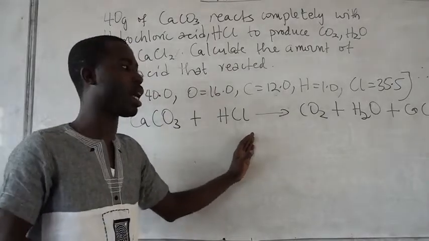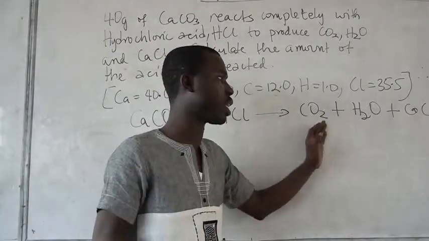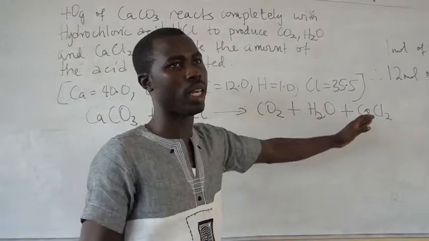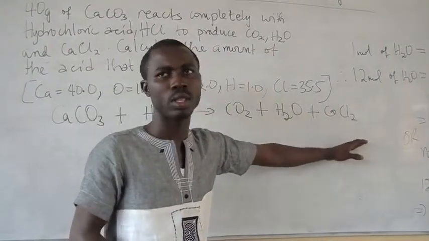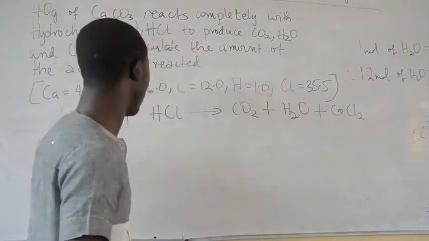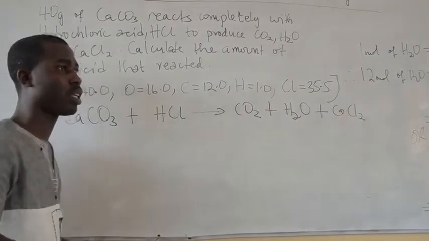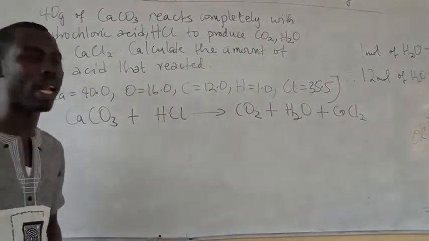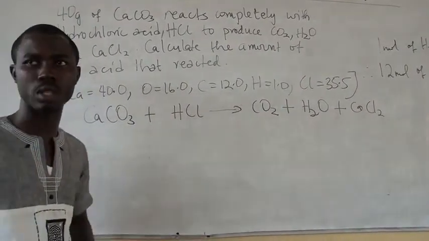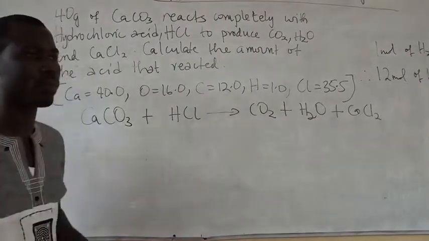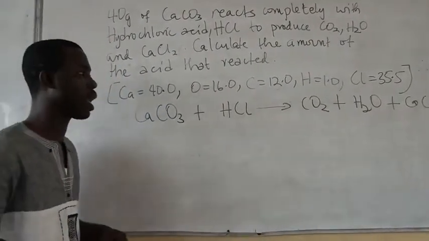Acid, you end up producing carbon dioxide, H2O, and the salt of the metal. Is that okay? Yes. Okay. Now, having written the equation, step 2, balance the equation. Balance the reaction. So how do we balance the reaction?